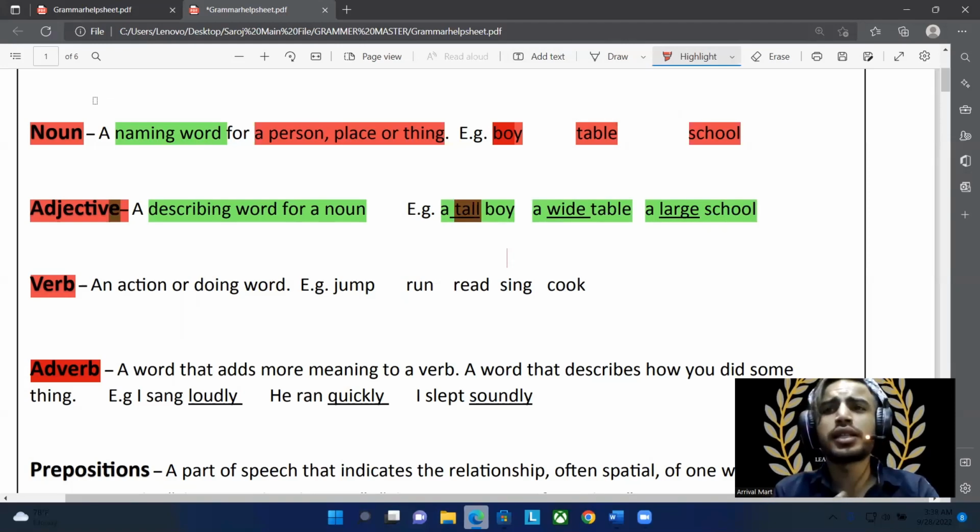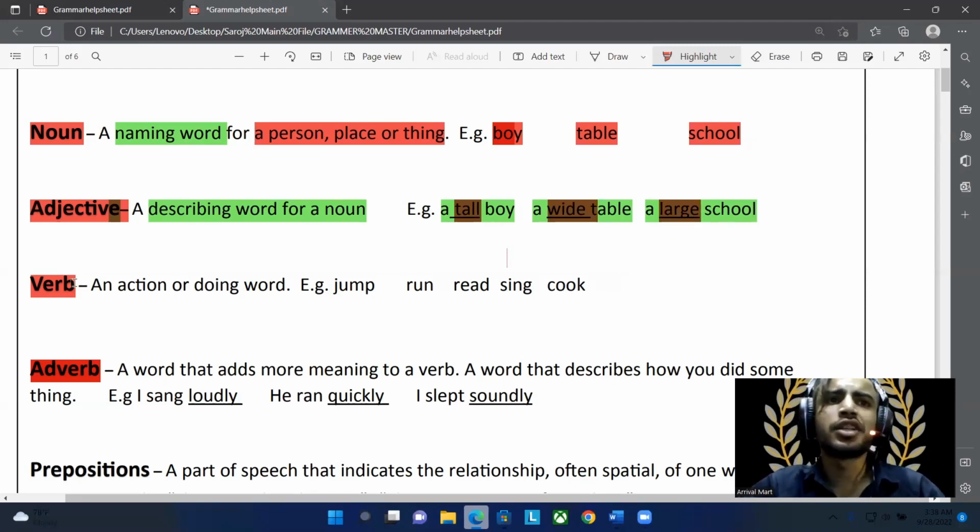It is certain that an adjective cannot arrive without a noun, because an adjective is a describing word for a noun. So for an adjective to come in any context, there needs to be a noun. Okay, now let's see another one: a white table, a large school.